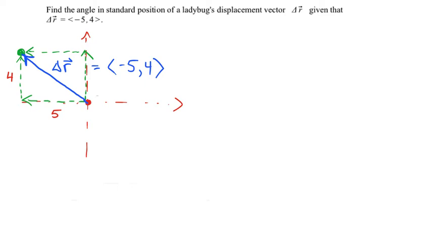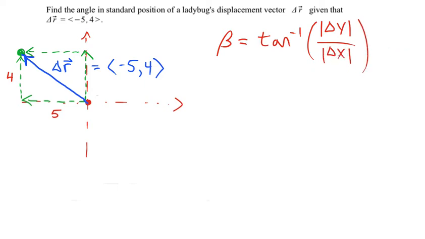And now we want to find an angle from that. I'm going to use the formula beta equals the tangent inverse of the y component over the x component, but we use absolute value because we don't want any negatives in this formula. So let's plug in. The y component is going to be a 4, and then the x component is -5, but the absolute value signs make it positive. I get 38.7 degrees.